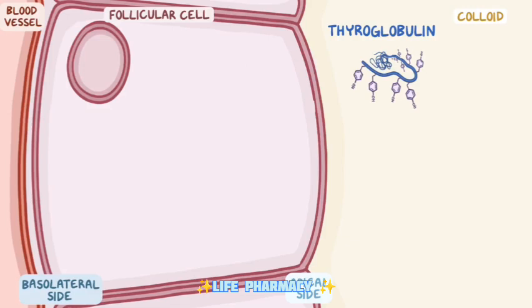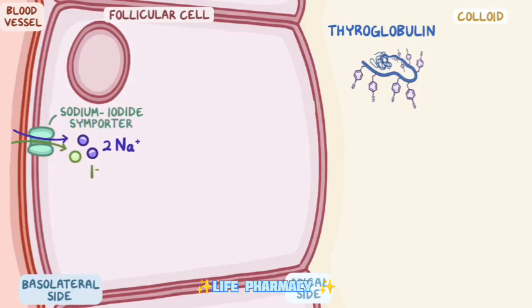Now, synthesis of thyroid hormones inside the follicles involves a few important steps. First, the inorganic iodide ions present in a low concentration in the blood are actively taken up by the basolateral side of the follicular cells along with two sodium ions via a sodium iodide symporter. This step is known as the iodide trap.